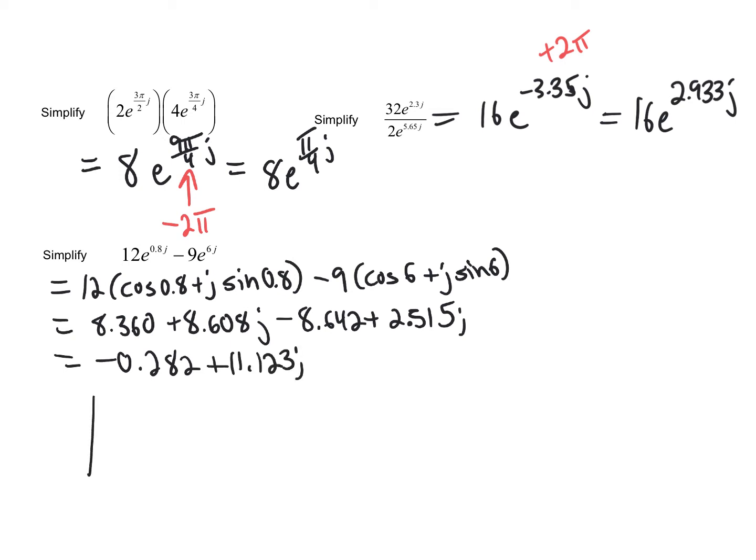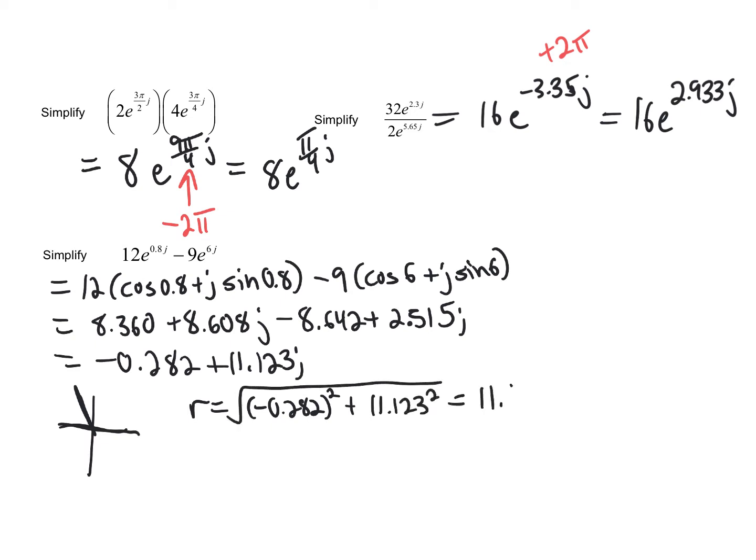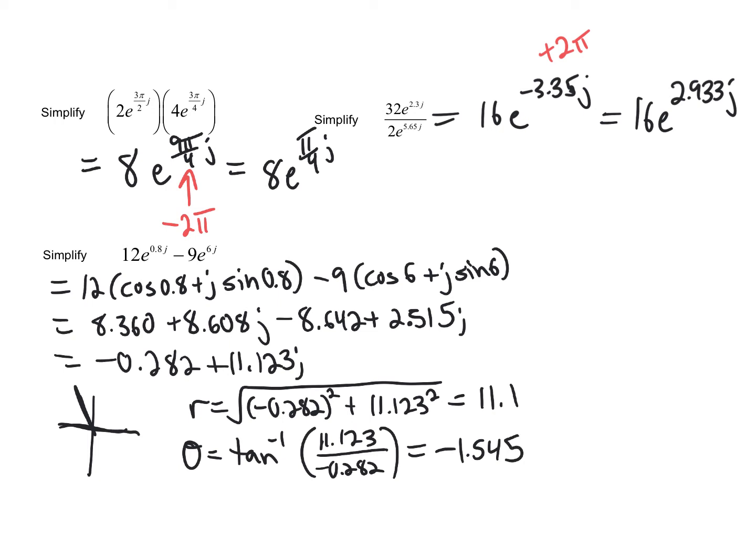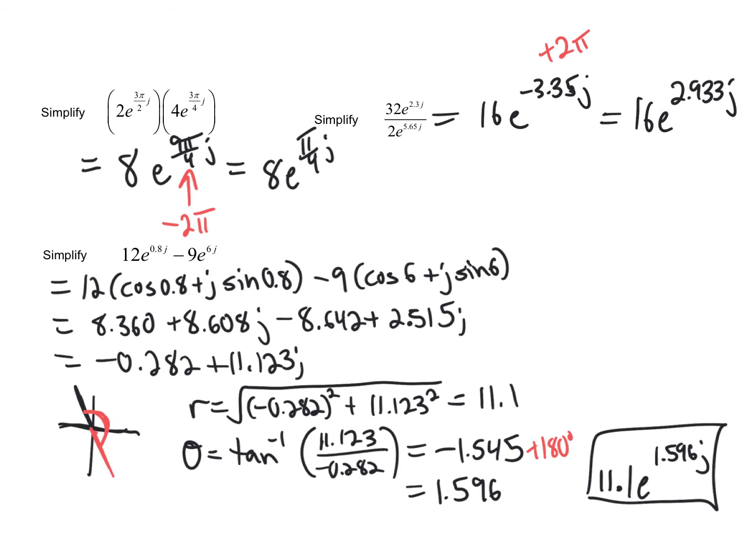And you would get this answer in rectangular. This would be approximately right here. We can find r. We can find theta. The only thing is, again, that would be somewhere down here, so we need to do a correction of adding 180. And again, this is due to the CAST rule. So we get a final answer of 11.1 e to the 1.596 j. Now the biggest thing when doing this is be very careful and make sure your calculator is in radians.